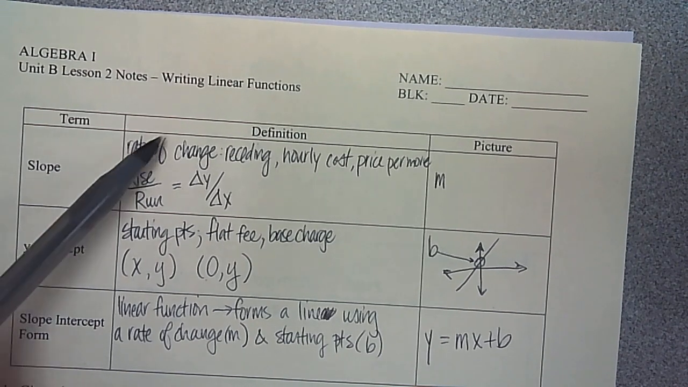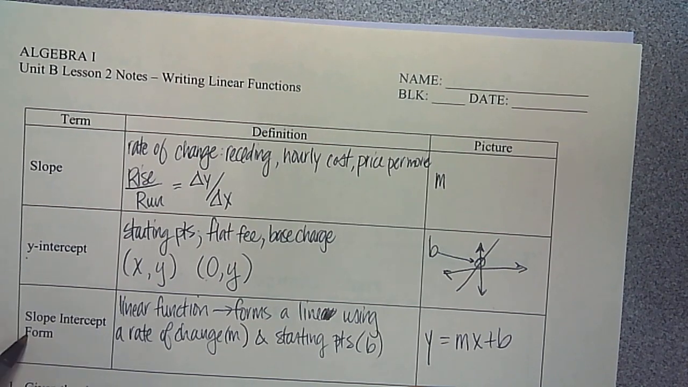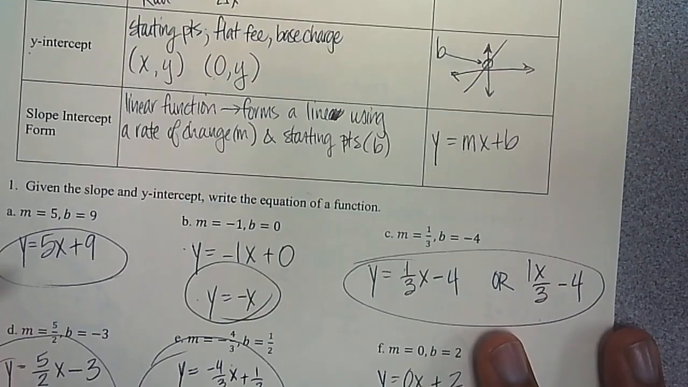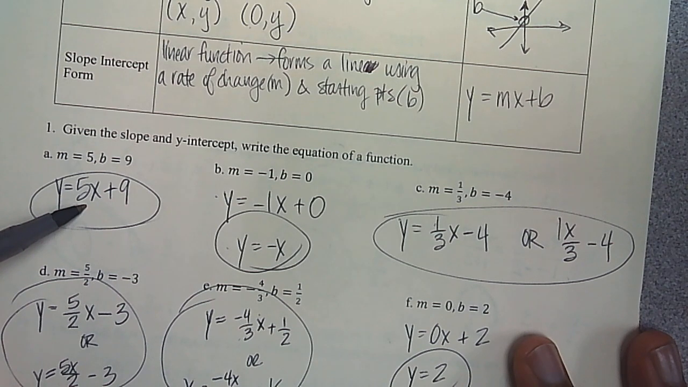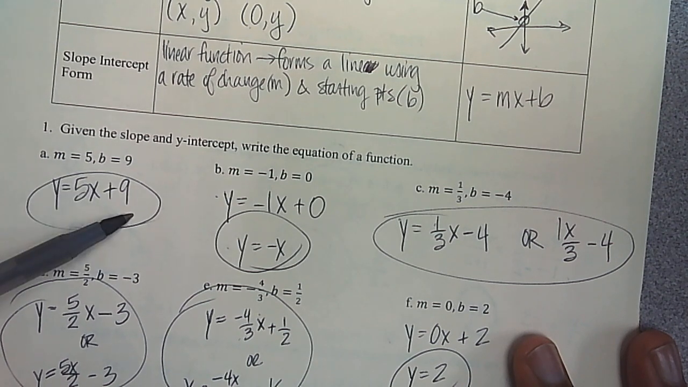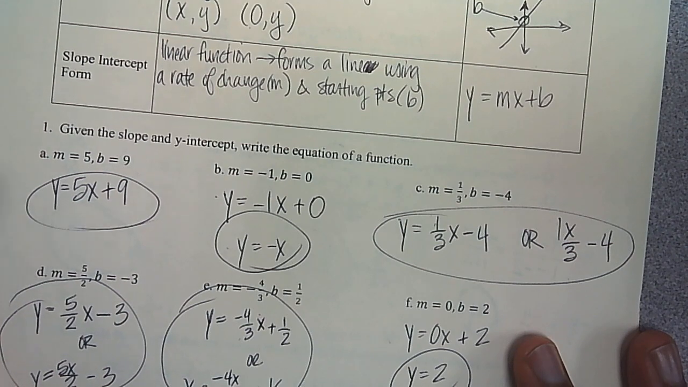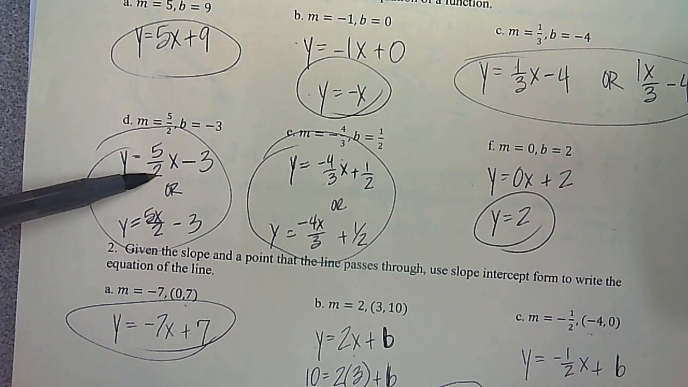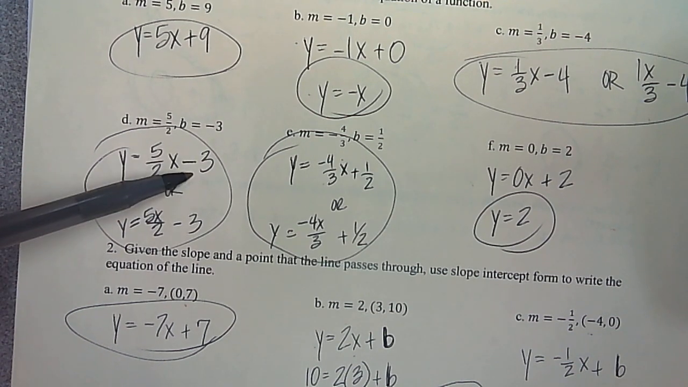So slope, rate of change. Y-intercept, a starting point. Slope-intercept form, y equals mx plus b. And we apply that to an equation by plugging in m in front of your x and your y-intercept at the end, and whatever sign it is goes as the sign. Remember that? Whatever your slope is, plug it in front of the x, and whatever that back number is, include it with its sign.